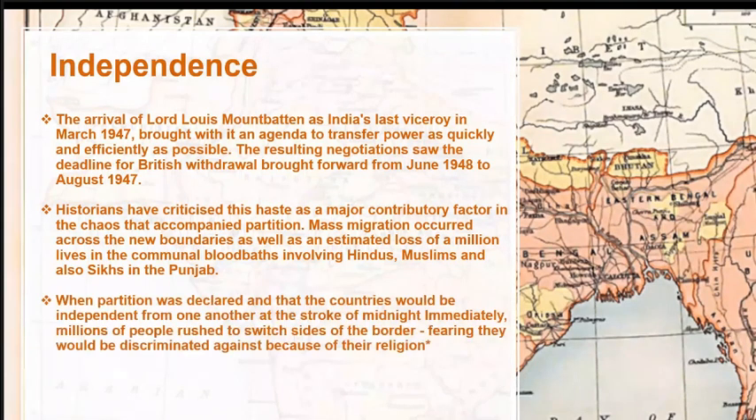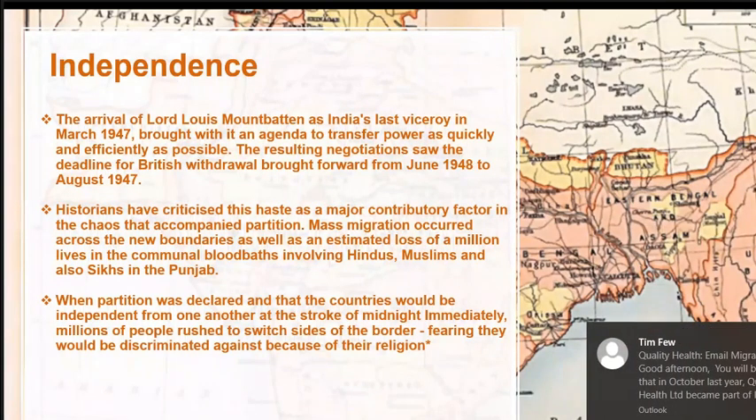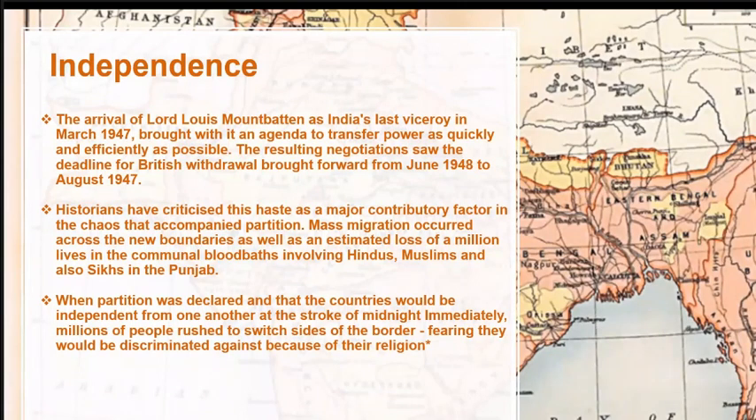It wasn't really thought out well, and it's interesting because when partition was declared, the countries would become independent from one another at the stroke of midnight immediately. So millions of people had to rush and decide which side of the border they wanted to go on, because they feared that they would be discriminated against because of their religion. I think the irony is that the creation of Pakistan as a land for Muslims nevertheless left a lot of Muslims in India, and even now, independent India has the largest minority of Muslims within it, even though it's a non-Muslim state. So it didn't really work as well as they had planned.